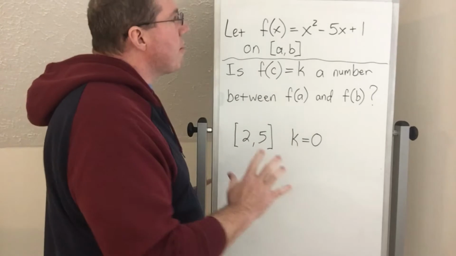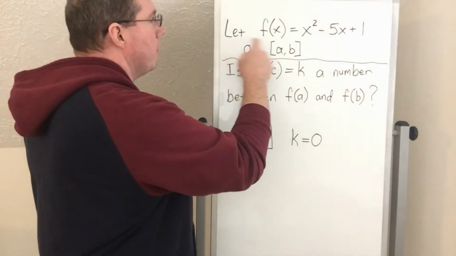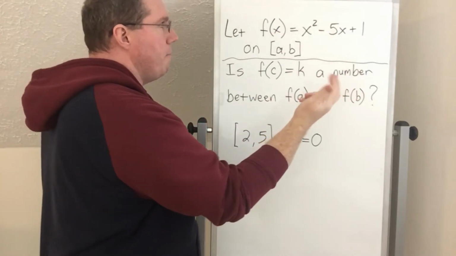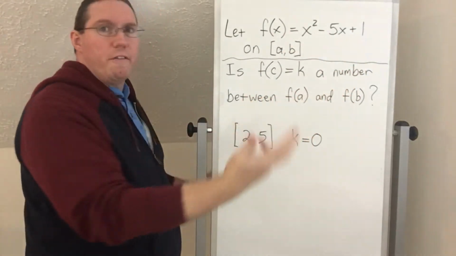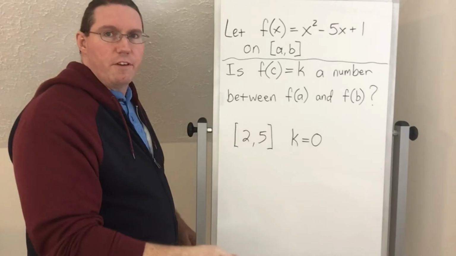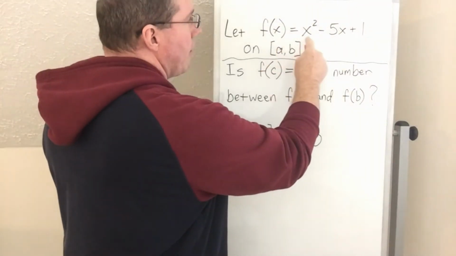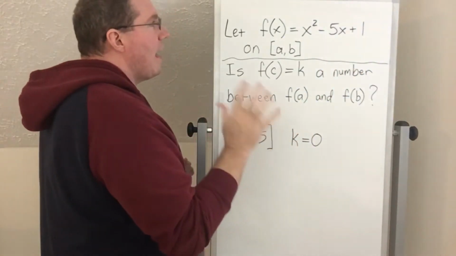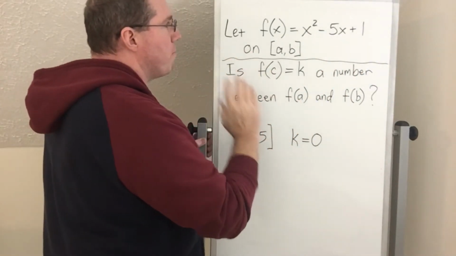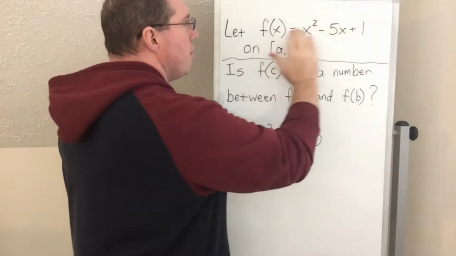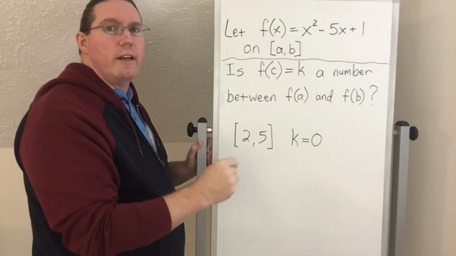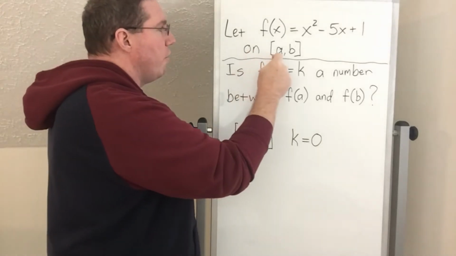Okay, so let's say that we have some function. We're going to say that f of x, f is a function of x, and x is a variable, right? X can take on all different kinds of numbers, an infinite number of different values, okay? And f of x is a quadratic, x squared minus 5x plus 1. And here's what we're going to do: we are going to specifically say that we're only looking at this function on a closed interval, okay? On the interval from A to B.